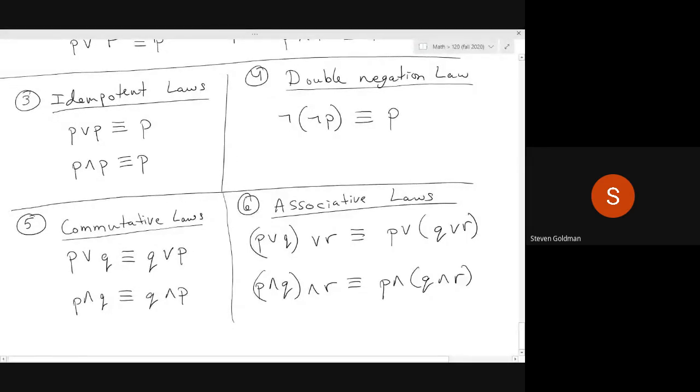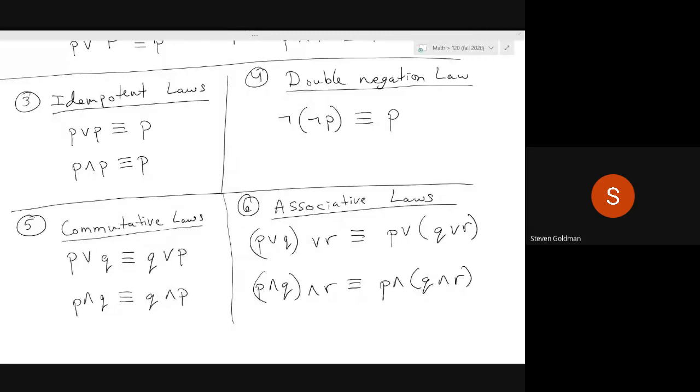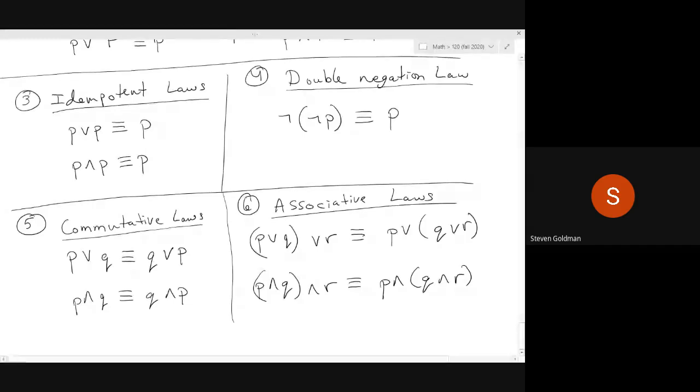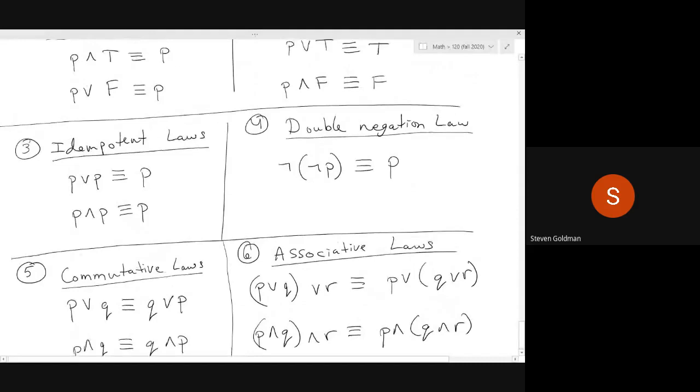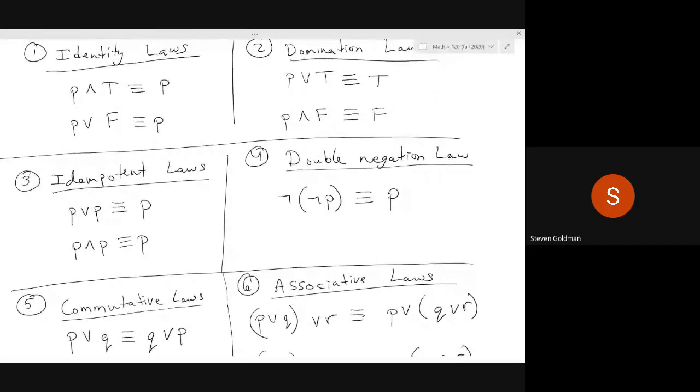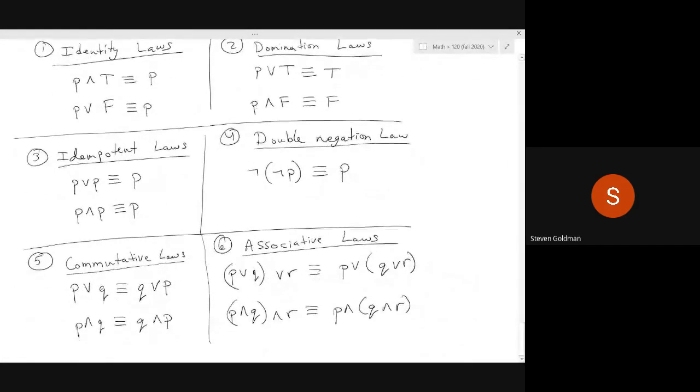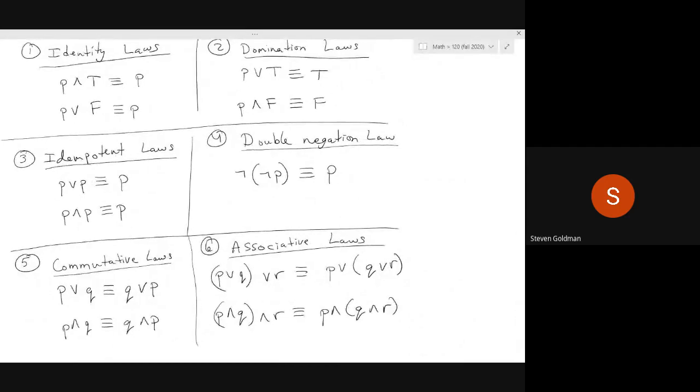If I have conjunctions and disjunctions mixed, then I'm going to need the next law. Can anyone guess what's next after commutative and associative? Yep, distributive. Exactly. The distributive laws are for when we have conjunctions and disjunctions mixed. That's going to be number 7.